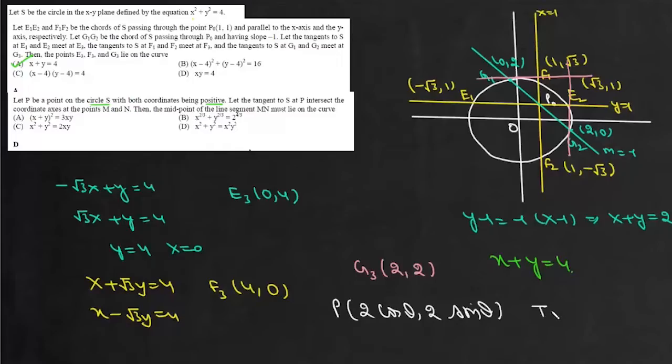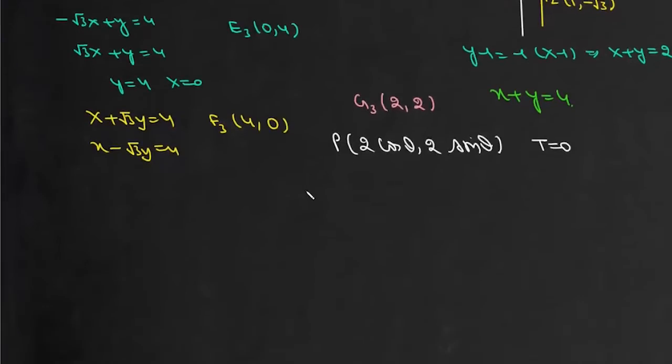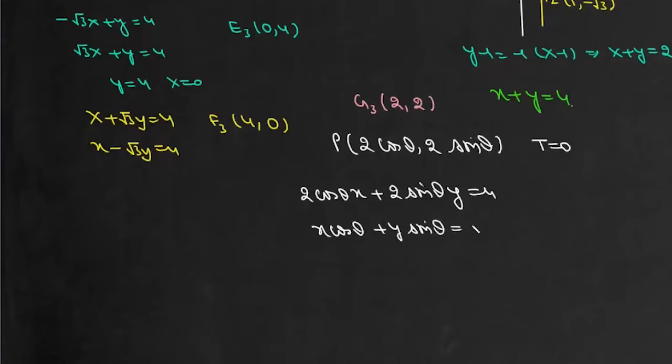Then we know that equation of tangent is given by T equals 0. So this equation will be 2 cos theta x plus 2 sin theta y equals 4, or x cos theta plus y sin theta equals 2. Now it intersects x-axis and y-axis at M and N. So this M will be 2 secant theta comma 0, and this N will be 0 comma 2 cosec theta.